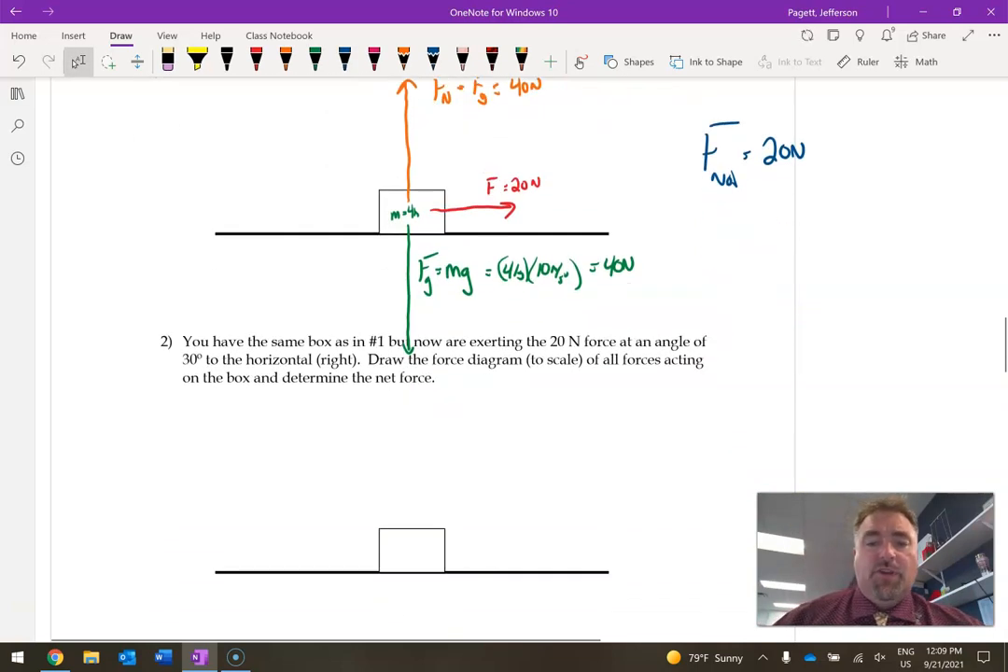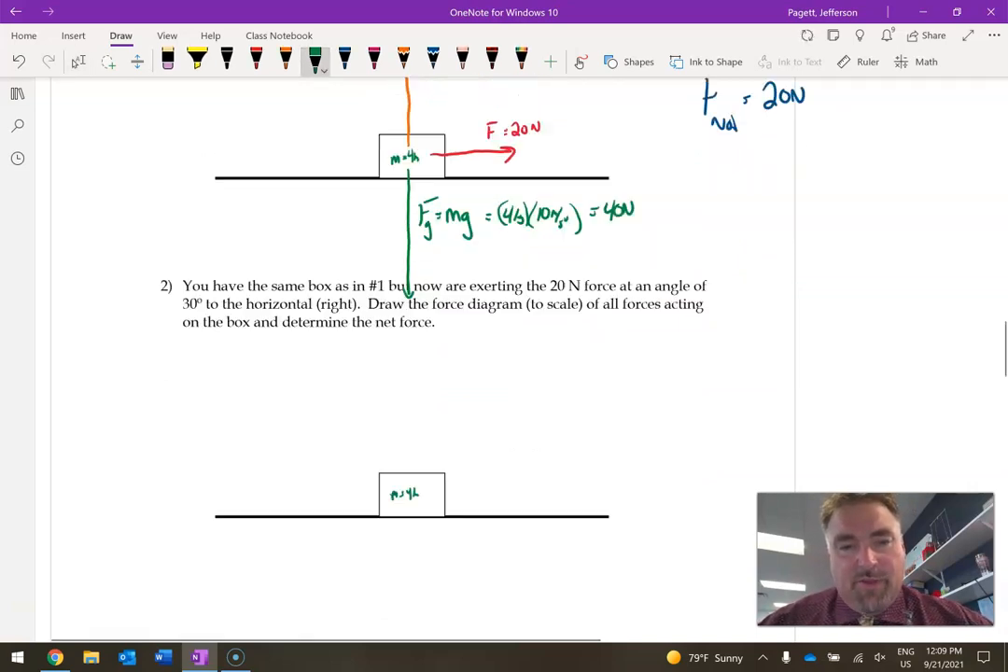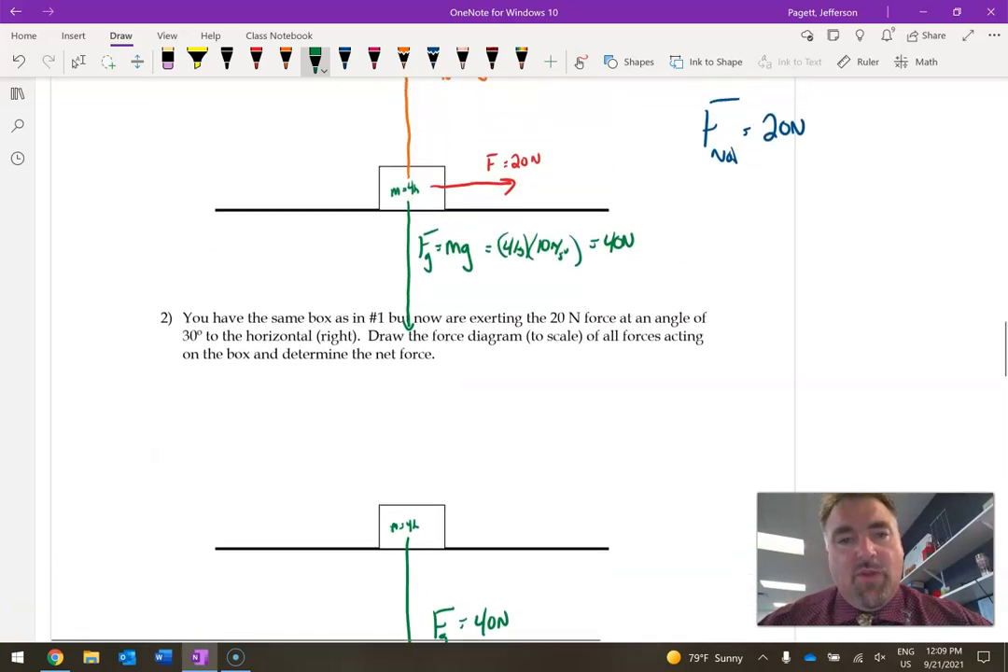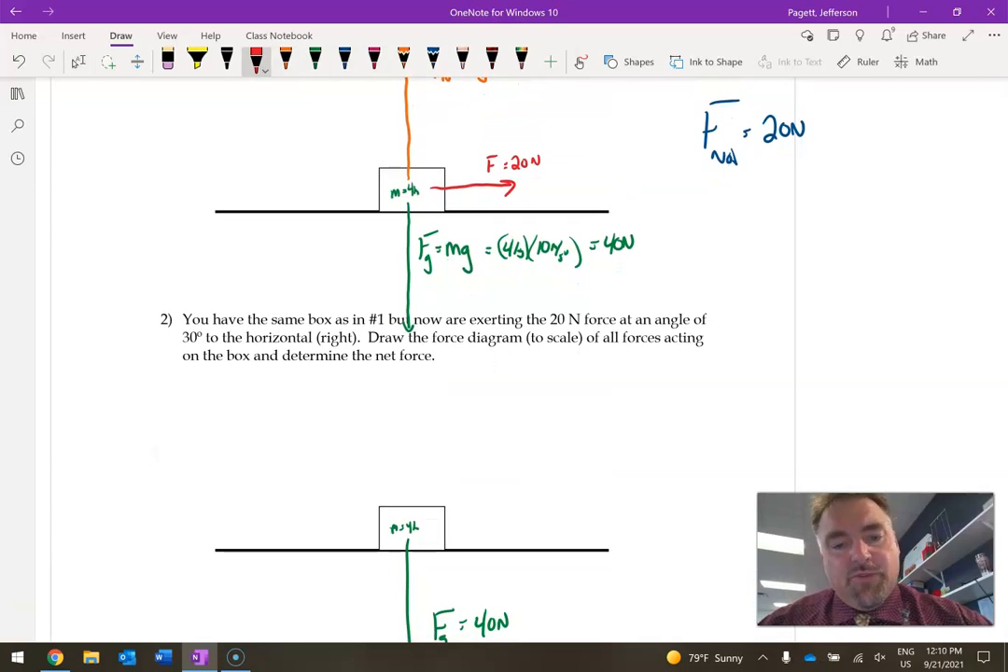Okay, going to the next one, it's almost the exact same thing, except now we still have our same 4 kilogram box. Mass is 4 kilograms. So that means we definitely still have our force due to gravity pulling down. That force due to gravity, we already found it, I'm not going to figure it out again, is already 40 newtons. And now we have our force pulling, but now this force pulling is at 30 degrees. So FP is my 20 newtons, but it's being pulled at a 30-degree angle.